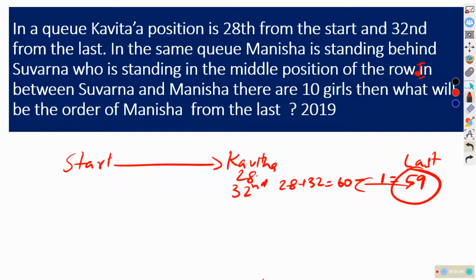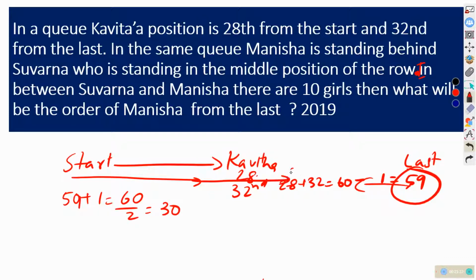In the same queue, Manisha is standing behind Suvarna. We don't know where Manisha and Suvarna are, but there is a connection. Suvarna is standing in the middle position of the row. 59 girls are there. 59 plus 1, which is equal to 60, divided by 2, is equal to the 30th position from here, which is the middle. The same will be from here, the middle. Suvarna is standing in the middle position of the row, and Manisha is standing behind Suvarna.